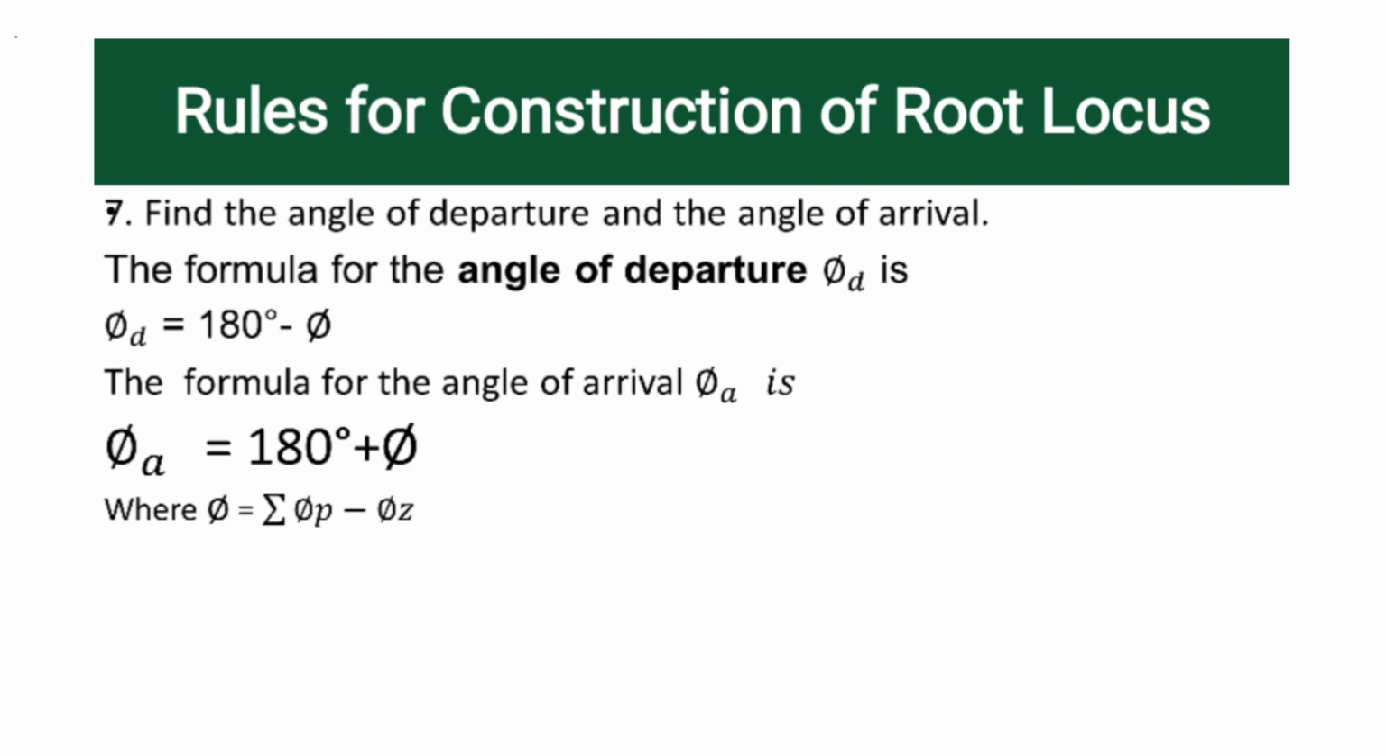Seventh point: find the angle of departure and the angle of arrival. The formula for the angle of departure, phi d, equals 180 degrees minus phi. The formula for the angle of arrival, phi a, is 180 degrees plus phi.